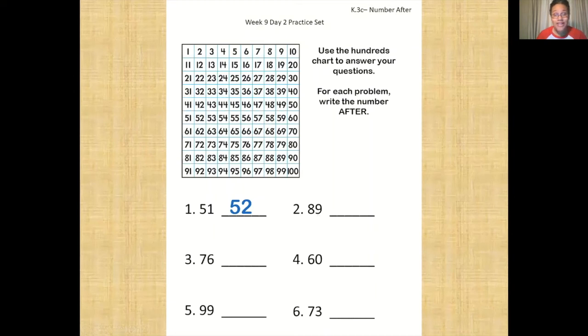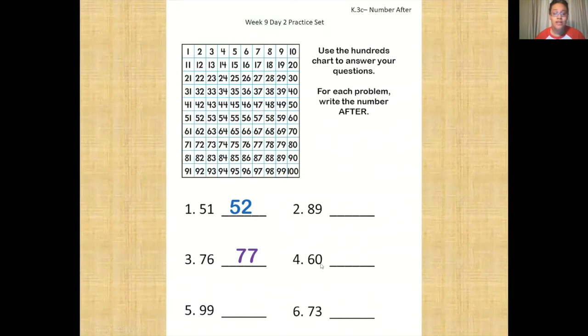Okay, number 2 says 89. Hey, we did that in our lesson today. So I'm not going to do that one with you because I know you know. Number 3, 76. I can go right here at the 7s row and go all the way till I find a number that ends in a 6. 76. And the number after is 77.